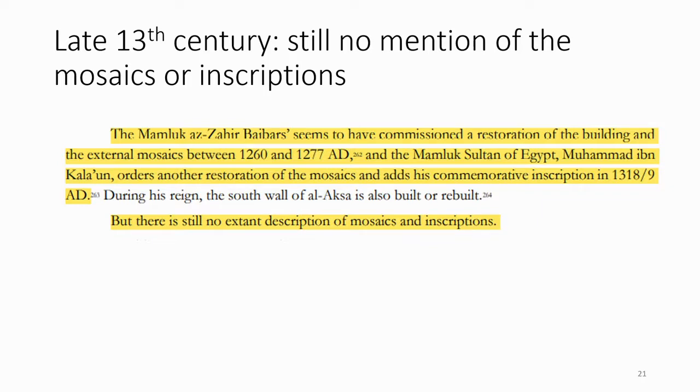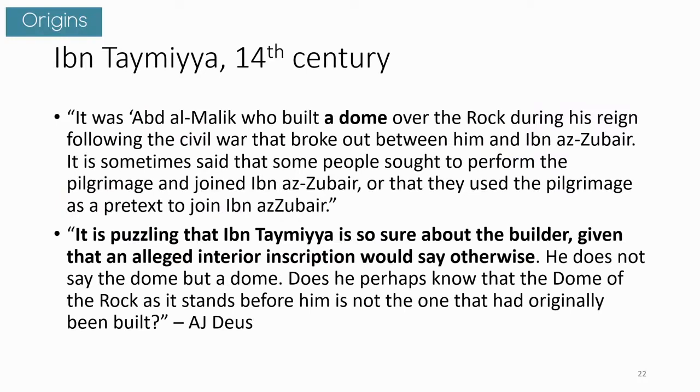1318-1319 AD. During his reign, the south wall of Al-Aqsa is also built or rebuilt, but there is still no extant description of mosaics and inscriptions. Now we turn to Ibn Taymiyyah, the 14th century. He says that it was Abd Al Malik who built a dome over the rock. See, we've changed again. It was Umar a while ago, now it's Abd Al Malik. So it was Abd Al Malik who built a dome over the rock during his reign, following the civil war that broke out between him and Ibn az-Zubair.